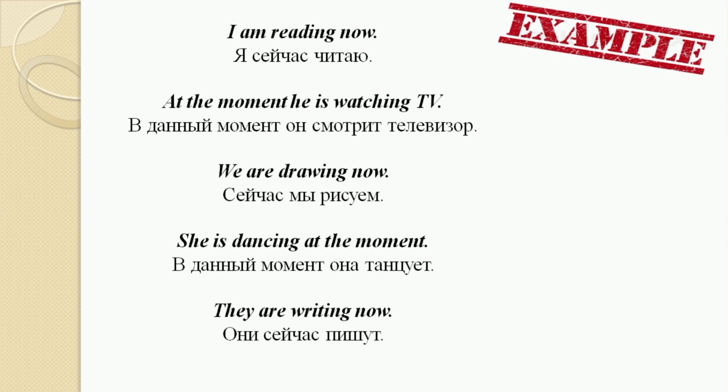When do we use the present continuous tense? It is also called the present progressive. This tense is used to show that an ongoing action is happening right now, or at the moment of speaking, or in the near future.